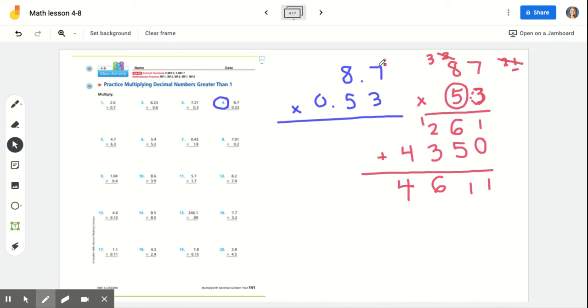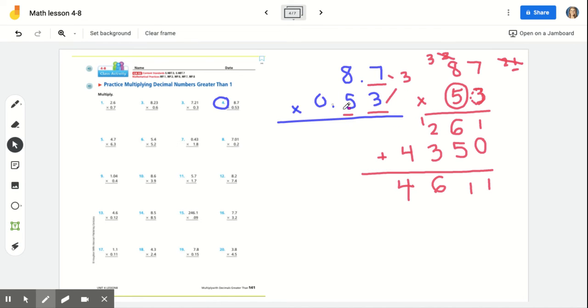So let's go back to the original problem. How many decimal places does 8 and 7/10 have? 1. How many decimal places does 53/100 have? We look at the decimal. Anything to the right, we underline, and I have 2 decimal places for this factor. 1 decimal place plus 2 decimal places gives us a total of 3 decimal places with our factors.